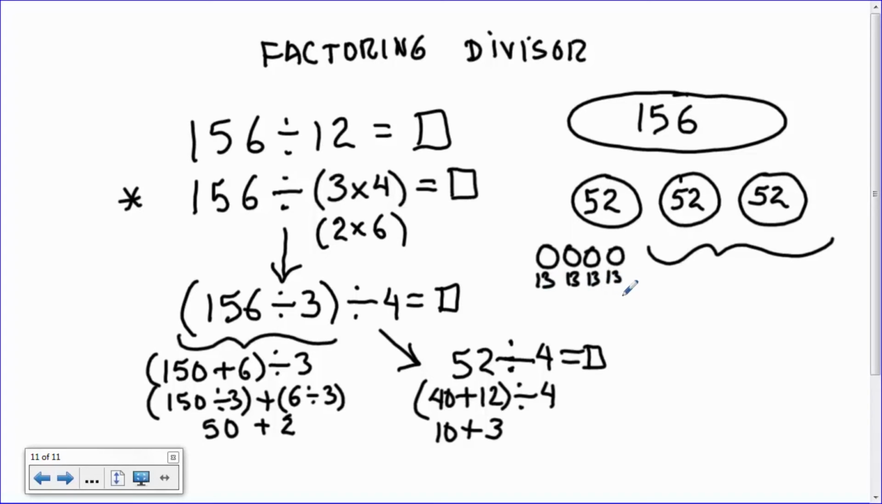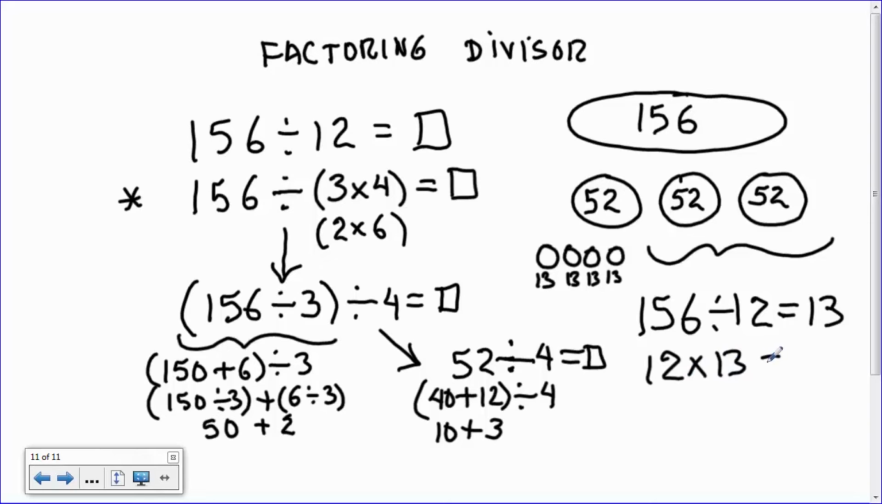It says that if I take 156 and divide it by 12, I'm going to get a quotient of 13. So 156 divided by 12 is 13. And I can check to see that 12 times 13, using one of your computational strategies for multiplication, you can do this one. For me, I'd go 12 times 10, 120. 12 times 3, 36, and 120 plus 36 is 156. Bingo. That is the correct answer.